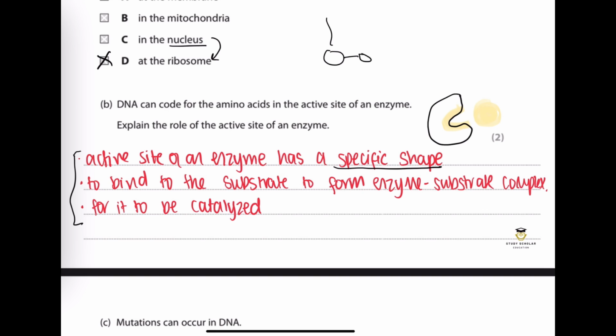So it binds to the substrate to form an enzyme-substrate complex. This is a very big keyword that you usually need. And therefore it is catalyzed. So that allows the reaction to take place. And what the reaction does is either join together two substrates or break down that substrate, whatever the reaction is. And you can also refer to the lock and key mechanism.